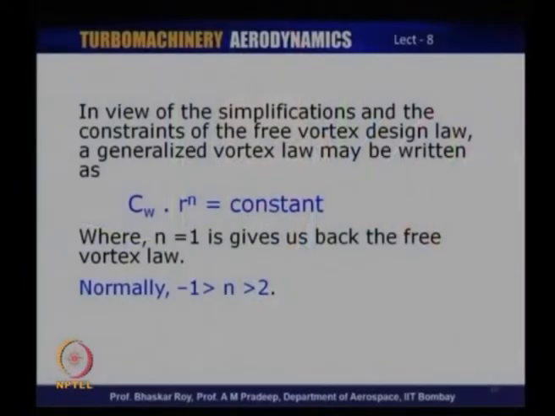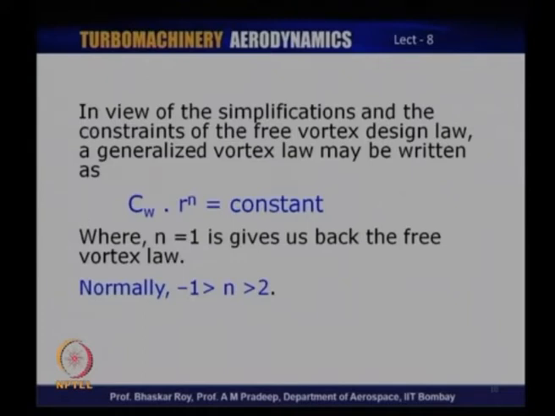The design principle that we have set forward, Cw into r, as we see, has a number of simplifications and a number of constraints. We just put together all those constraints. It loads the blades differentially and it loads the blade in a certain standard, one may say straight-jacketed manner. If you do not like that straight jacket, and most modern designers do not like such straight jackets, they would like to break free from the free vortex design law.